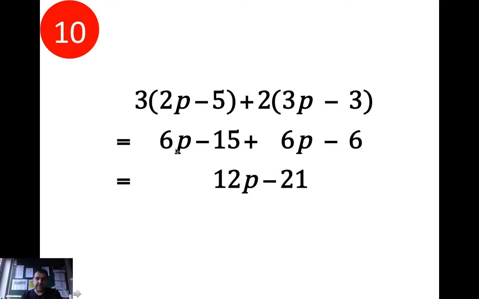So we've got a 6p here and a 6p here, which go together to make 12p, and we've got a minus 15 here and a minus 6 here, which go together to make minus 21. And remember the thing about minus is that whenever you see a minus sign, it belongs to the thing that follows it. So this minus belongs with this 15, and this minus belongs with this 6. They've got nothing to do with the p terms that precede them.